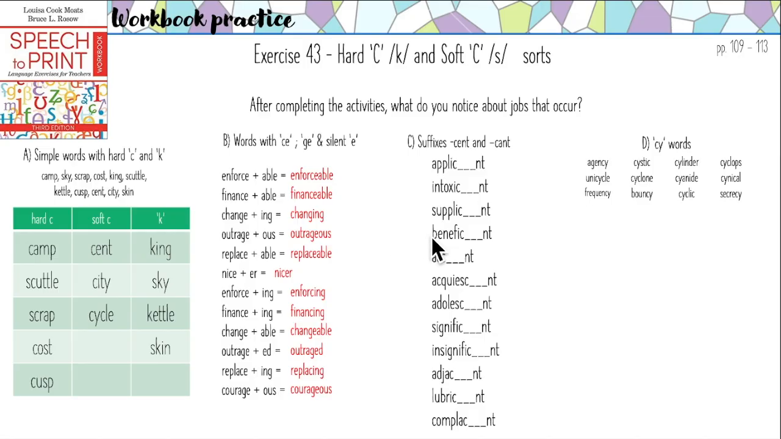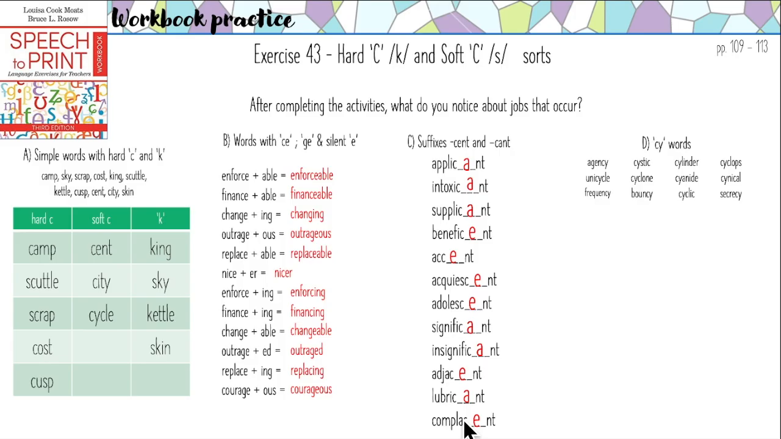Welcome back and let's take a look. So it's applicant, so we need the CA. Intoxicant, supplicant, beneficent, so we need that soft C. Accent, acquiescent, again, we need that soft C, so we're going to use an E. Adolescent, if I used an A, it would be beneficant, accent, or accant, acquiescent, and those aren't the words we want. So significant, we want the hard K. Insignificant, we want the hard K. Adjacent, lubricant, and complacent.